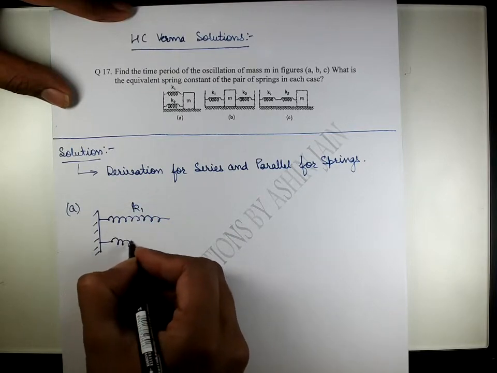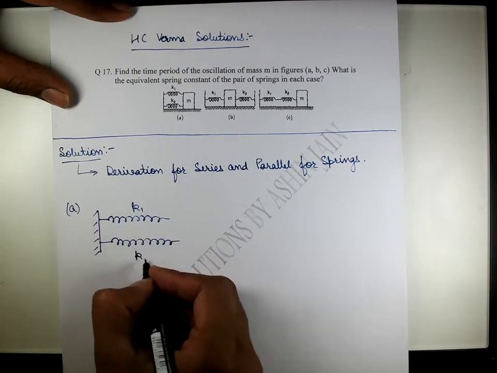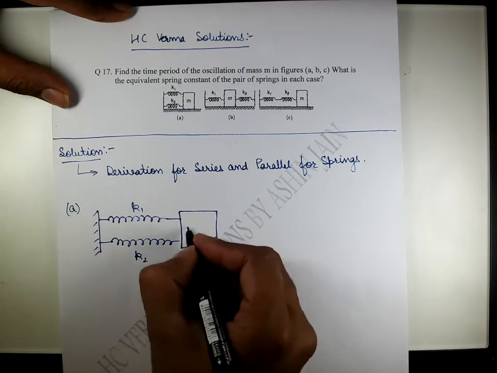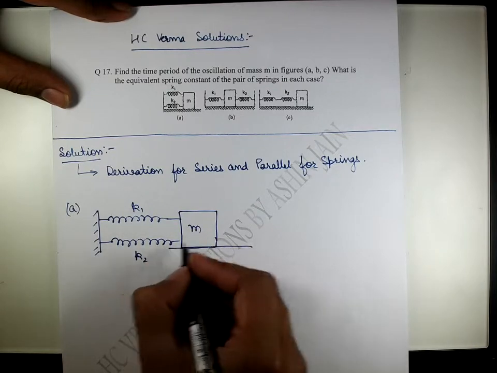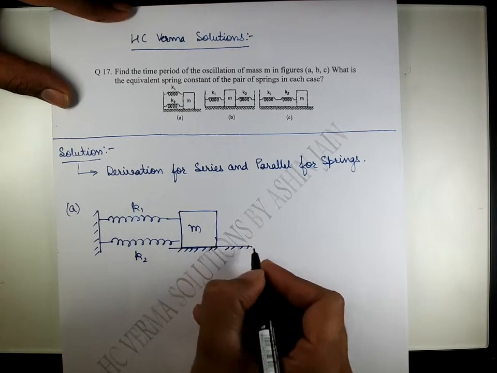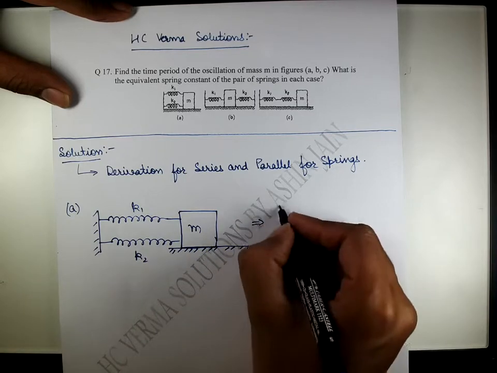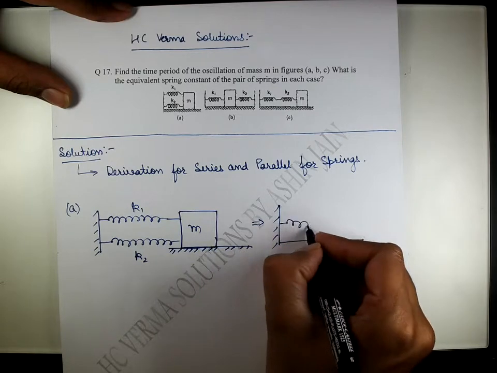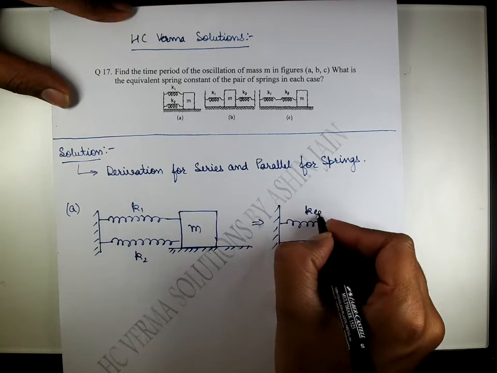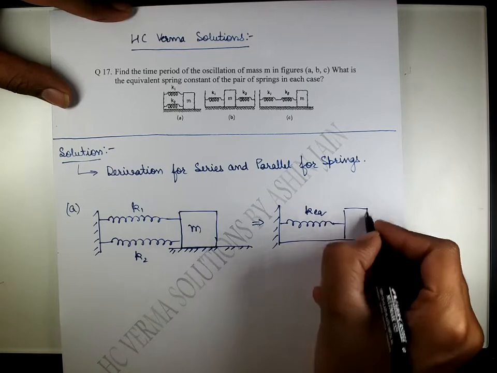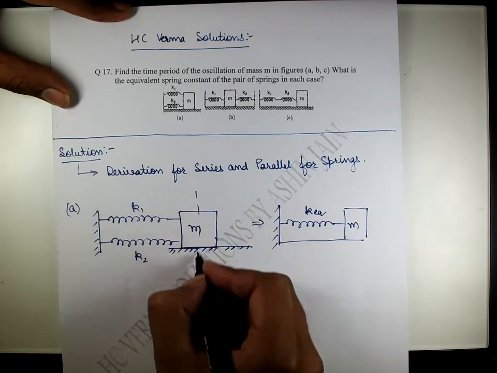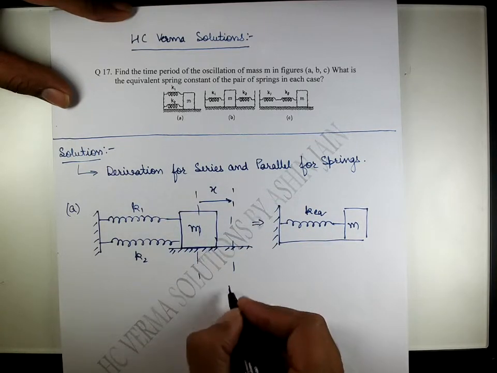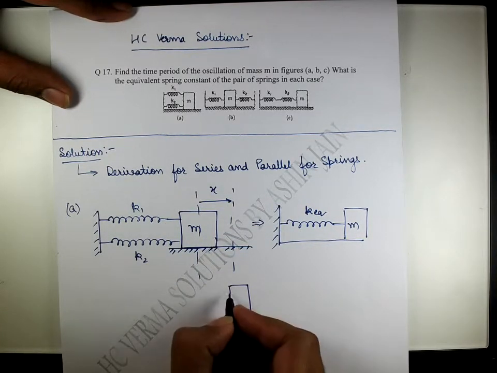Let's say two springs are kept in parallel, and with them we have connected a mass, let's call it capital M, which is placed on the floor and whose motion is under study. Now this particular system can be replaced by a single spring of spring constant K equivalent and mass M. The objective is very simple. Let's displace the system by a distance x, so both the springs would have an extension equal to x.